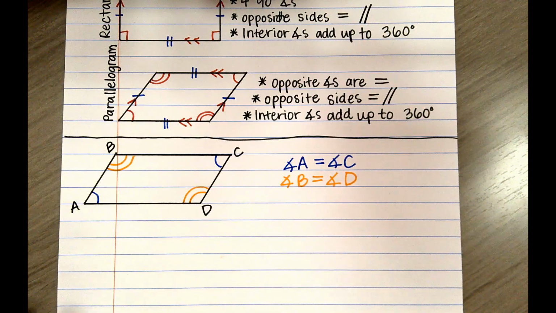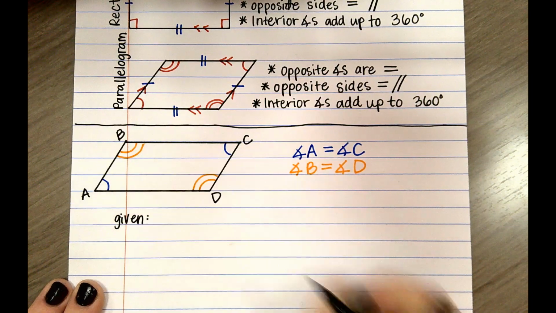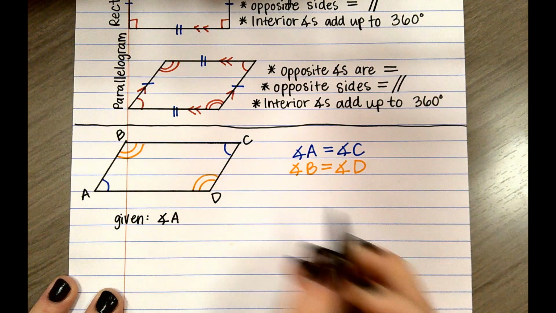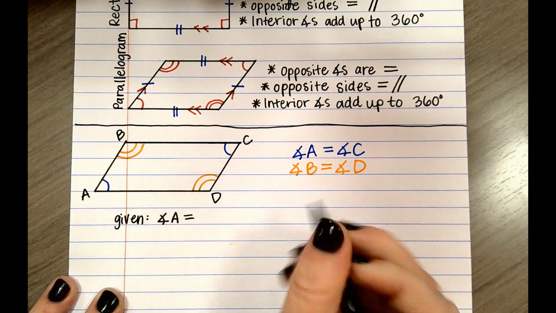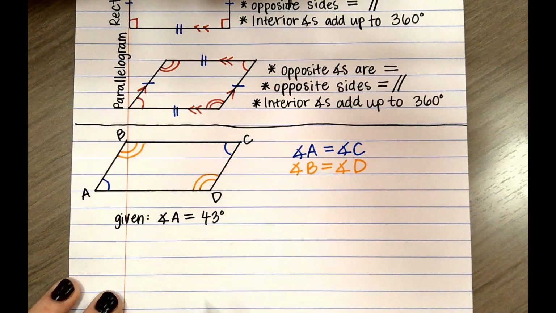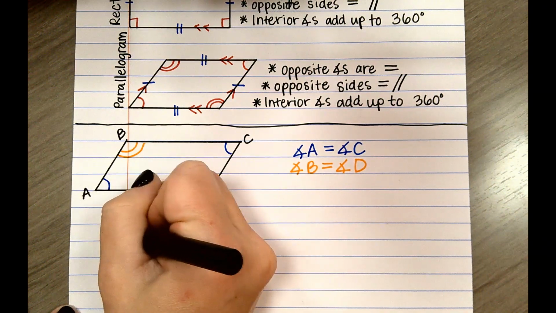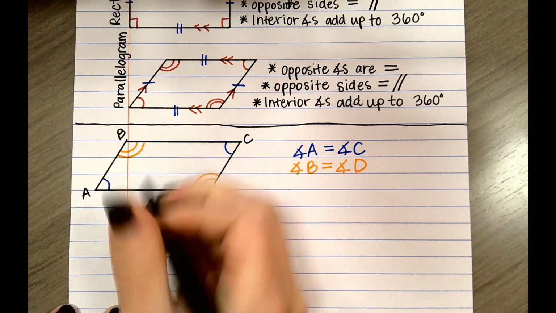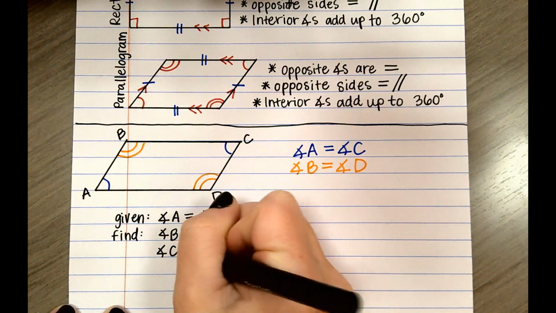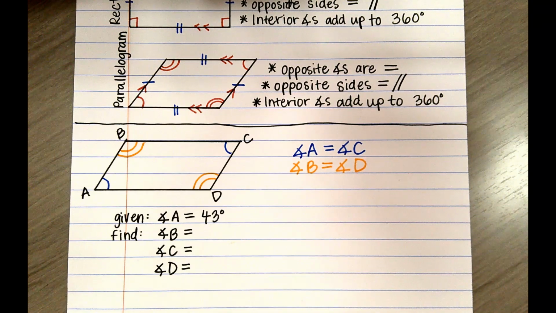If I gave you, for example now, given, let's say, angle A is 43 degrees, we're going to find angle B, angle C, and angle D. We can find all the other angles with just one angle.